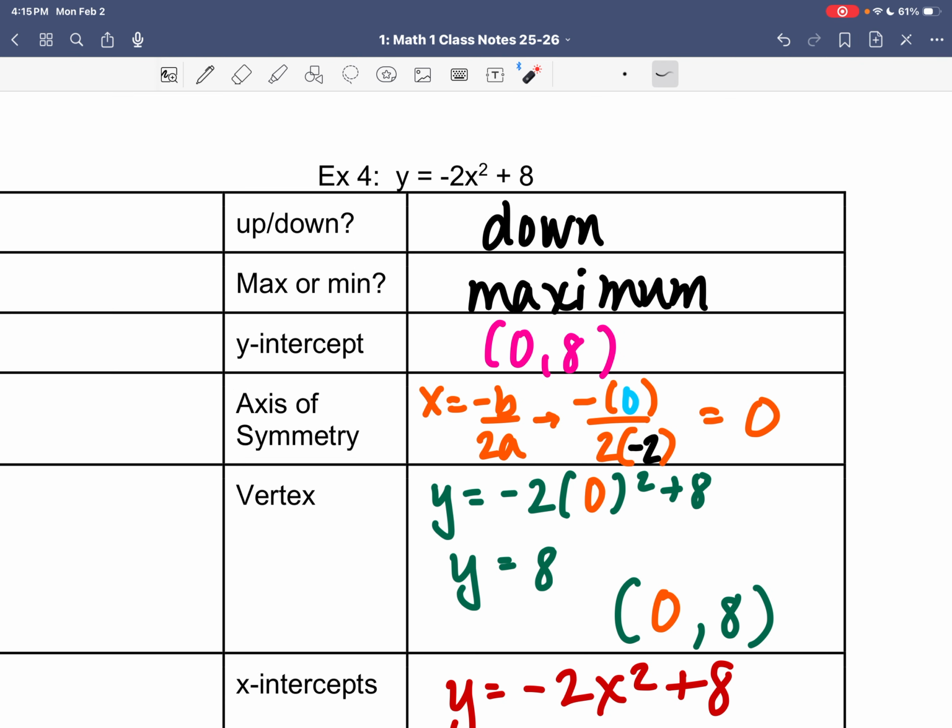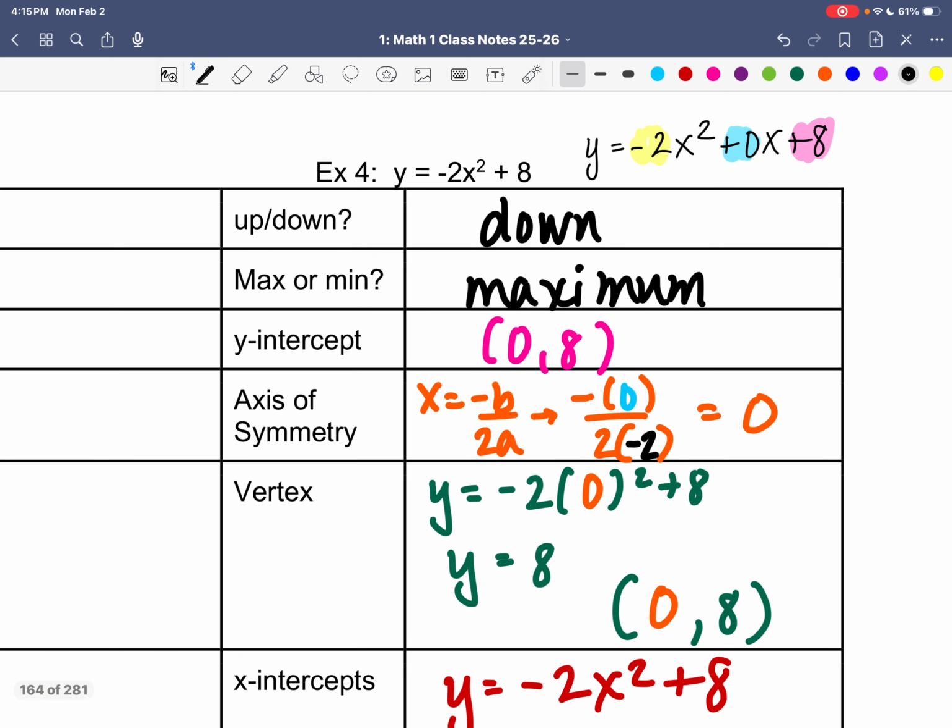All right, so first off, when you're looking here, if you were to rewrite this, it would be y equals negative 2x squared. We don't have an x, so it's really plus 0x plus 8. So when you're looking at this, a is negative 2, b is 0, and c is 8. So just make sure you're careful when you're doing this, that you're looking at all the values, so when you're plugging things in, you do the right value for it.